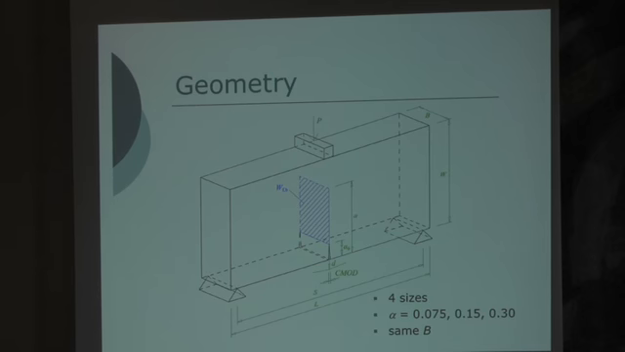and the rest of the parameters, like the length and the span of the specimen, stayed the same. And we chose the initial crack length in 3 basic sizes, 0.075, 0.15 and 0.30, so 30% of the width of the test specimen, with the same breadth for all test specimens.